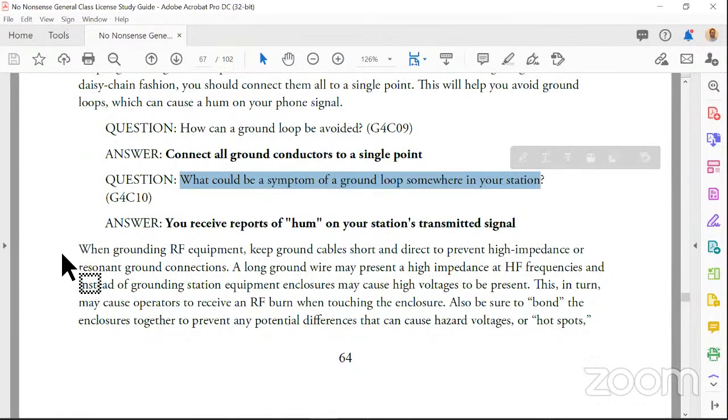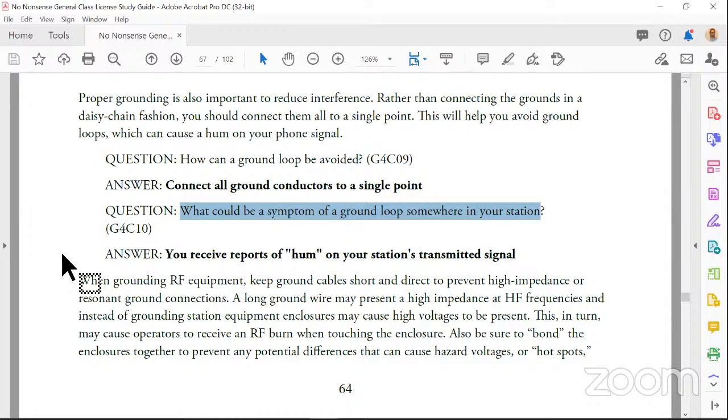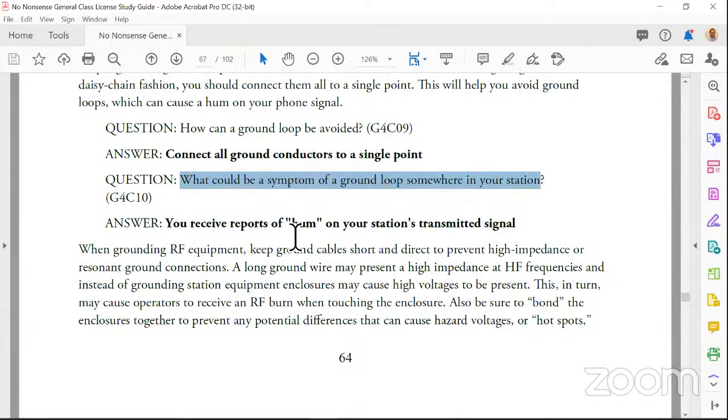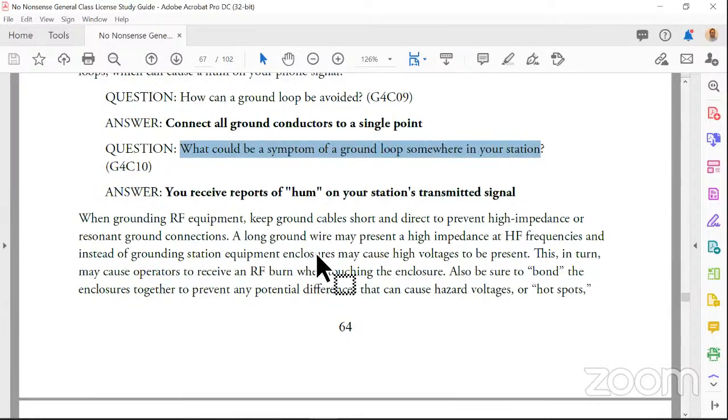What could be a symptom of a ground loop somewhere in your station? What's the symptom when you have a ground loop? Well, you receive reports of hum on your station's transmitted signal. What that means is that another amateur radio operator that you're talking to, for instance, will tell you you are sounding as though you have a hum in your transmission. That's what they mean. And therefore, it could mean that you have a ground loop that you need to solve.